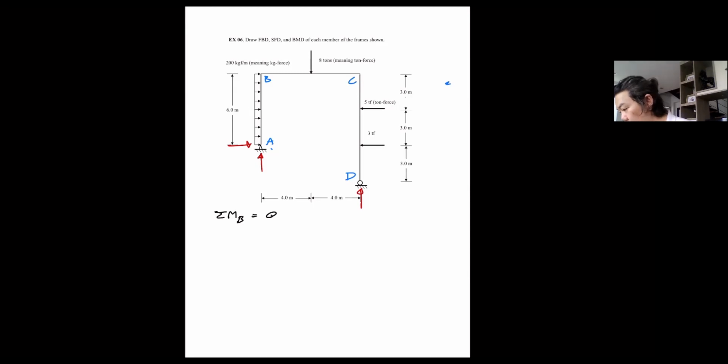So okay, we are going to take, I'm sorry, you see that? We're going to take a sigma MA equal to 0. Okay, so now we have this uniform load, 200 kilogram force. So that is going to do the clockwise for me. So let's say 200. That's the load, and multiply by 6. That becomes a point load, right? So it acts at the location 3 meters or half of 6.